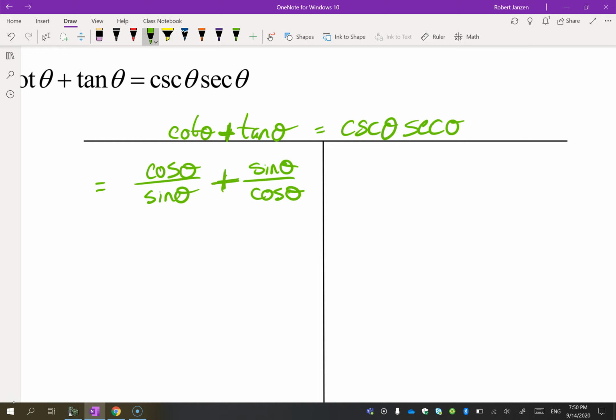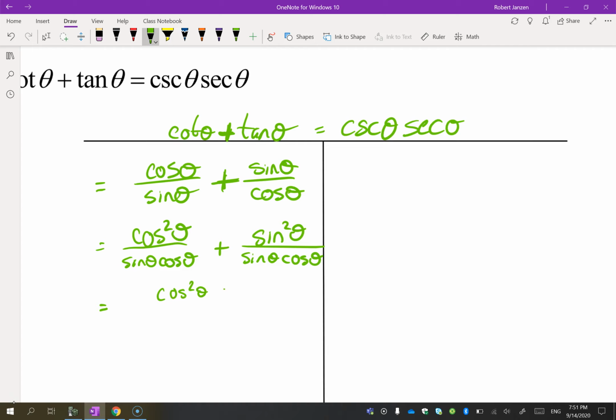How do we add fractions? You're going to find common denominators. Common denominator would be sine cos. So what did we do to the first fraction to get that denominator? We multiplied by cos, so let's multiply the numerator by cos. Same thing here. What did we do to this denominator to get that? We multiplied by sine, so let's multiply the numerator by sine. And so this gives me cos squared plus sine squared over sine cos.